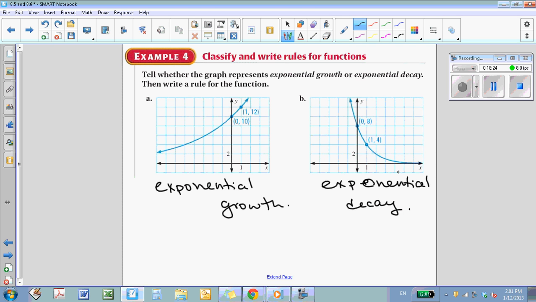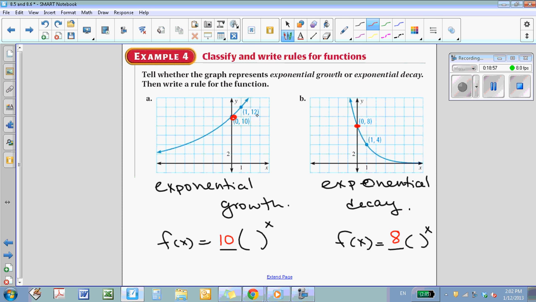Okay, and then write a rule for the function. So you really just need two things. You need to know what's my 0 value and then what's my growth rate. So I'm going to set it up. Okay, so first let's take a look at 0 value. Here, when x is 0, y is 10, so this will be 10. For this function, when x is 0, y is 8, so this will be 8.